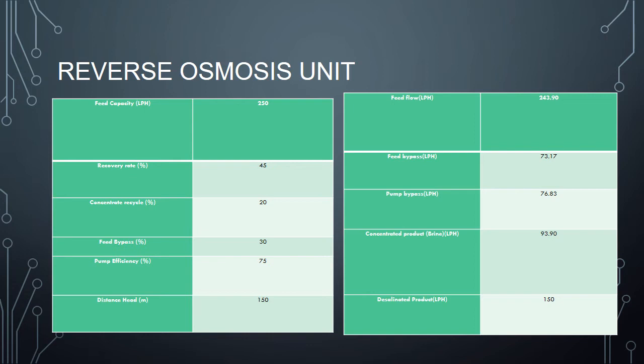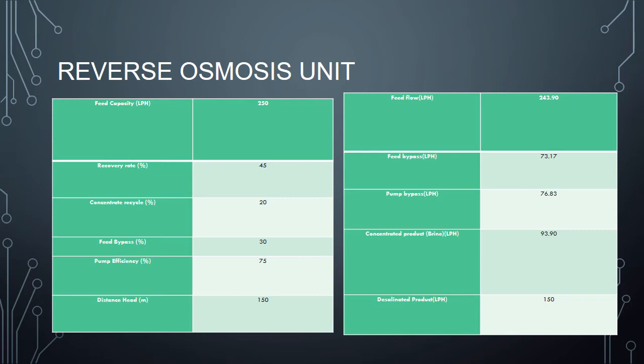So this is the data that I have gathered from the WindFlow software. I have used the feed capacity that is used in my household. In my house, around 250 liters of water is consumed per hour by each person. So I have used an arrow membrane which has a feed capacity of around 250 liters per hour. The recovery rate is around 45%.